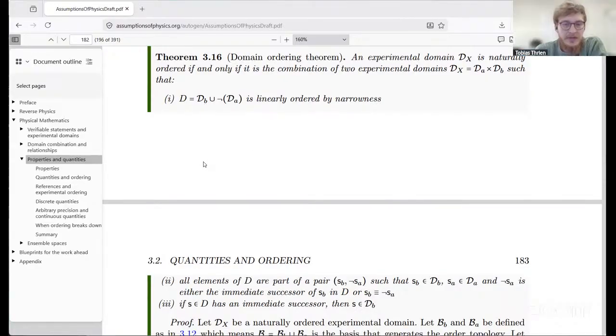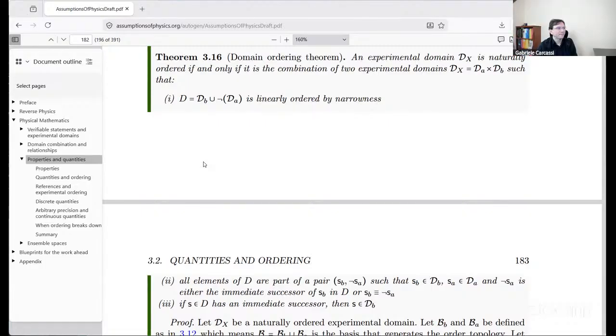Domain ordering theorem. An experimental domain dx is naturally ordered if and only if it is the combination of two experimental domains, dA and dB, such that D is dB union negation of dA, is linearly ordered by narrowness. This D is not the basis, because we just define it like that and check whether it's linearly ordered by narrowness or not.